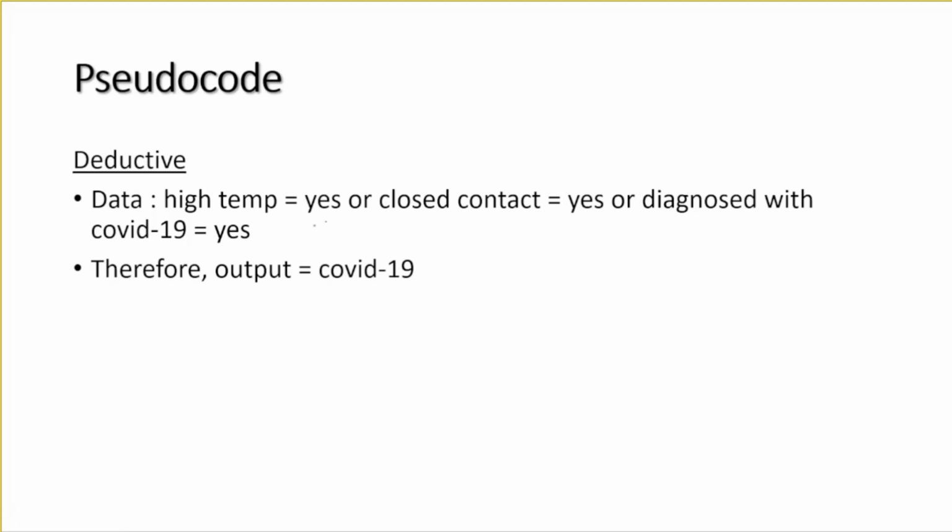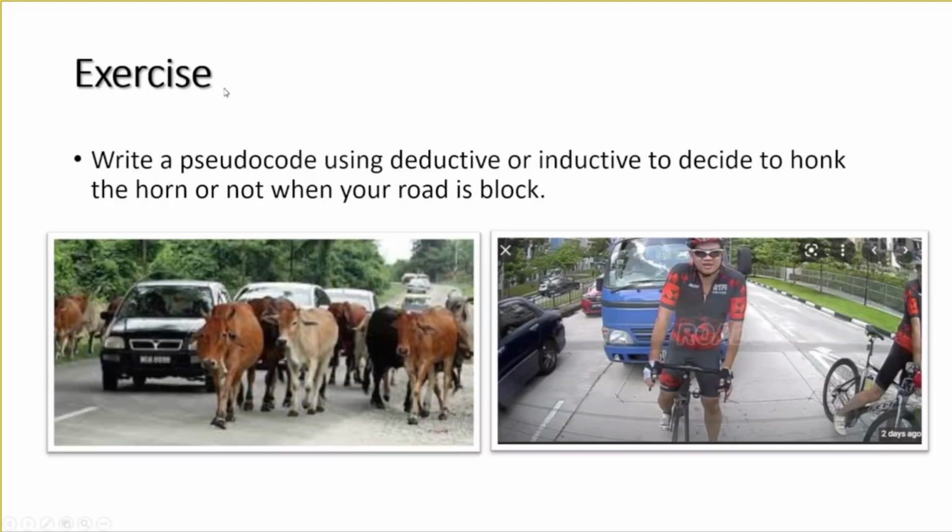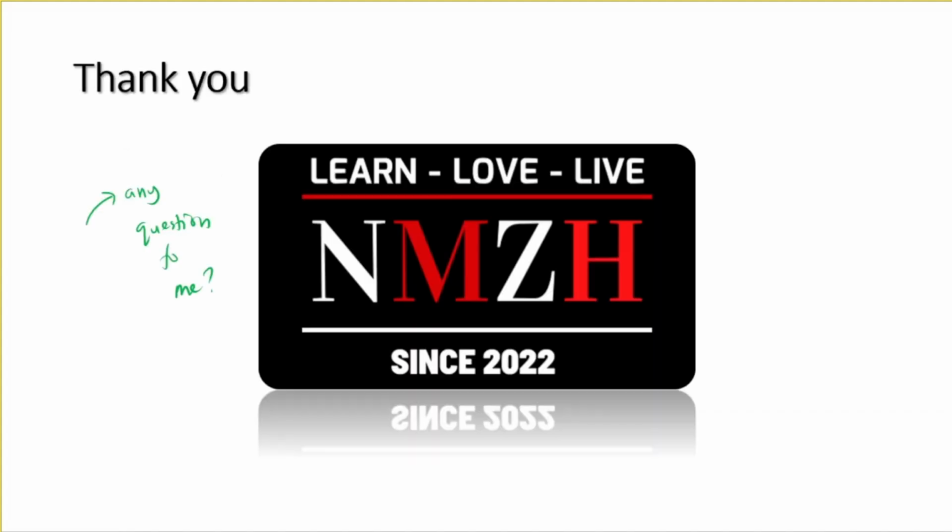Okay, so this is deductive. Deductive is straightforward, without any broad general conclusion that we have. Okay, so that is deductive so far. So this one is: write a procedure code using deductive or inductive to decide the horn, or not, when the road is blocked. We end our session here.